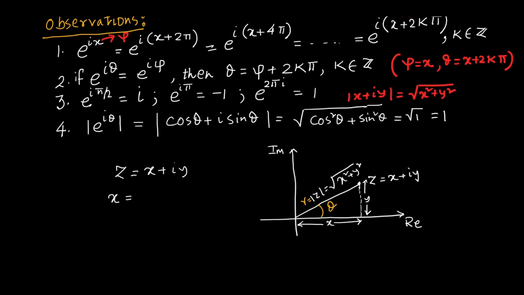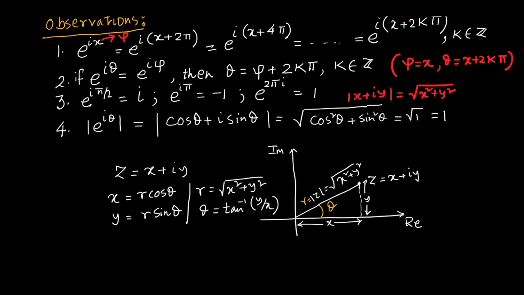So from this right angle triangle, x equals r cos theta, and y is equal to r sine theta. Pretty simple observation from this right angle triangle: y by r is equal to sine theta. And we can further write that r is square root of x square plus y square, and tan theta is y by x, so theta will be tan inverse of y by x.